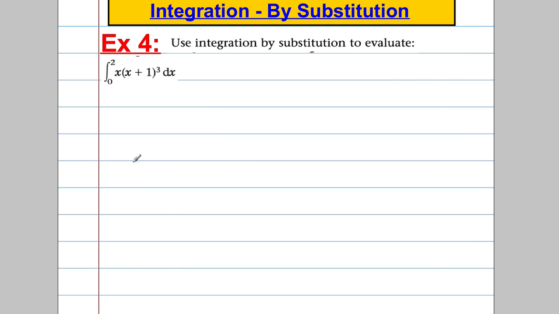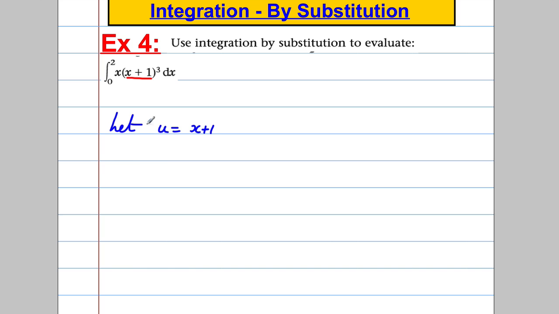For example, here. There are limits here. Now it's the same process. The only thing is these are x limits, so we need to change them into u limits. So we do the exact same thing. This time we're not given the thing to substitute, but always substitute the most complicated expression. So I'm going to let u equal x add 1.